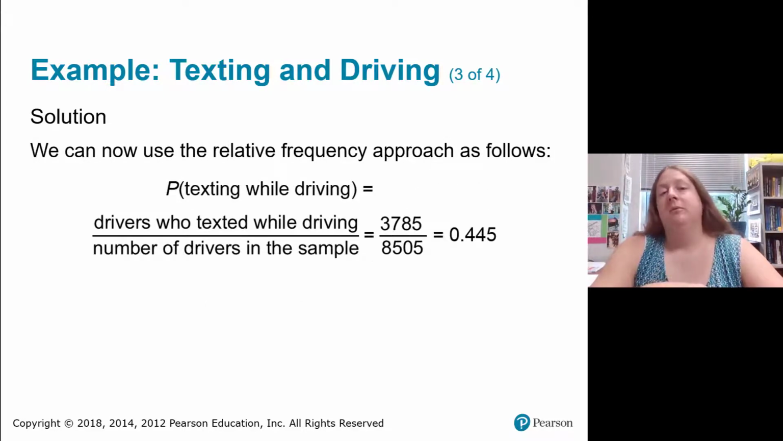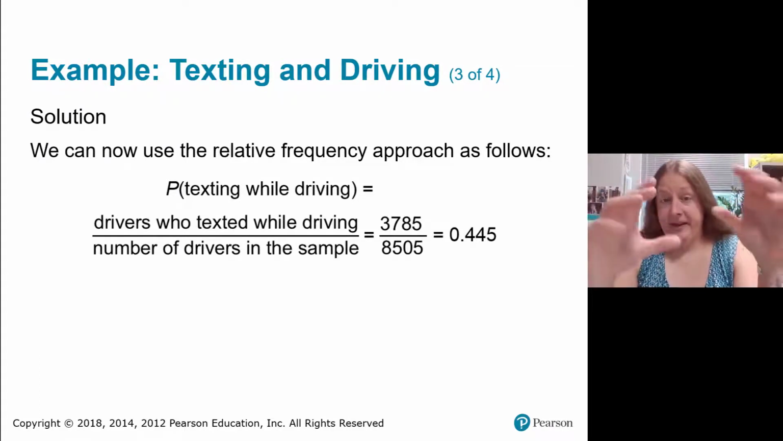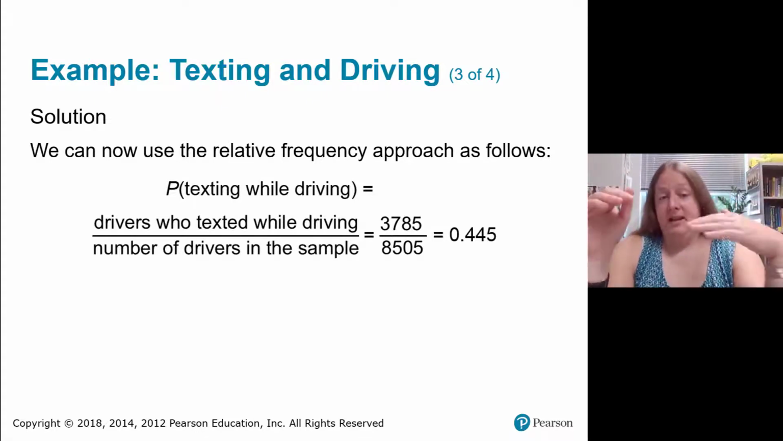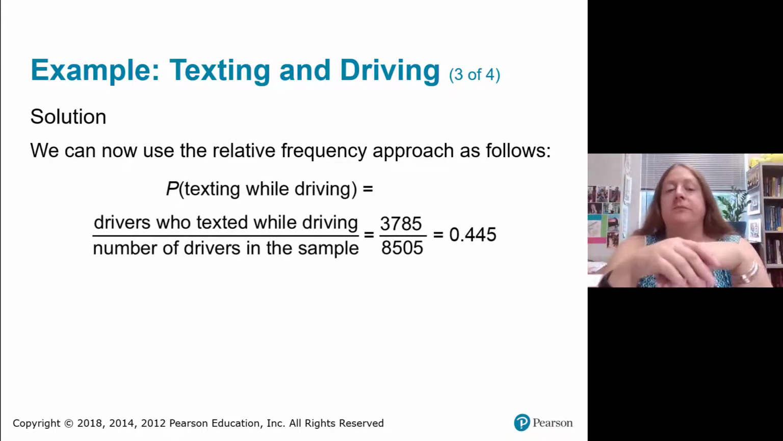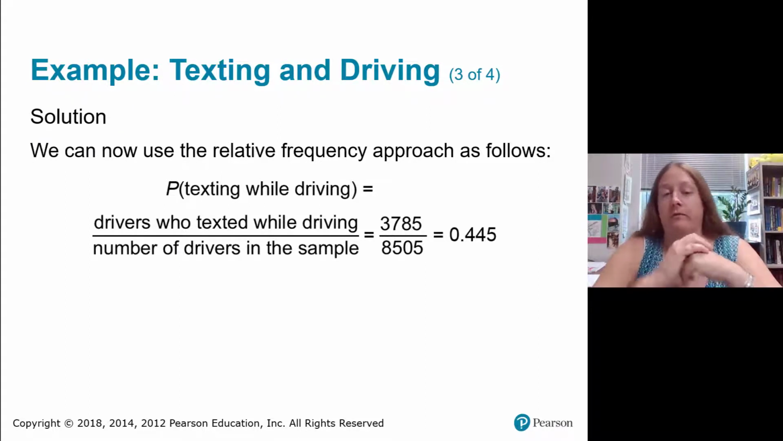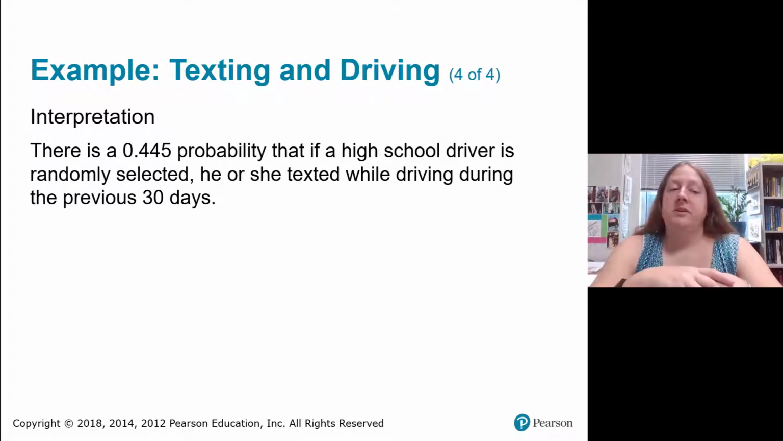So then we can find the probability of texting while driving by finding our number of texting while driving responses, 3,785, and dividing it by the number of drivers in the sample, which is 8,505. We do that division, we take our decimal, we round it to 3 significant digits, and we have a probability of 0.445. So then we can interpret this and say there's a 0.445 probability that if a high school driver is randomly selected, they texted while driving during the previous 30 days.